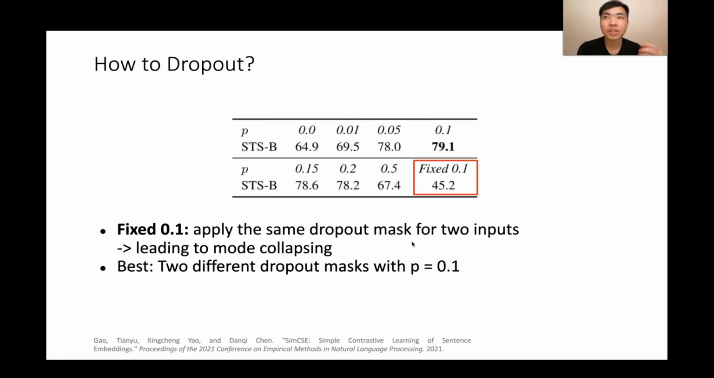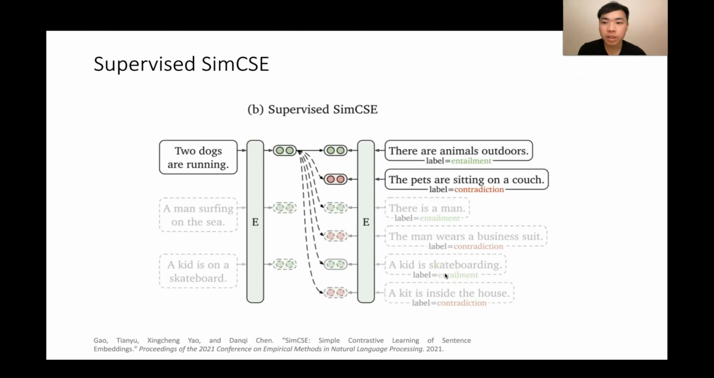So they try to apply the same dropout for 2 positive inputs. By doing that, you will obtain exactly the same representation for the positive pair. By doing so, the performance will drop significantly because your model is not going to learn anything by matching 2 already the same inputs. And they also try different dropout ratios here, and they found that the best dropout rate is around 0.1.